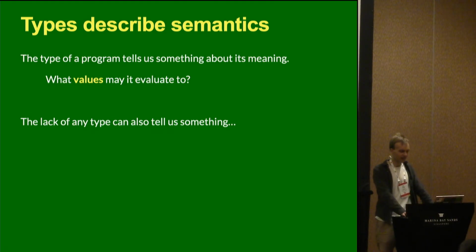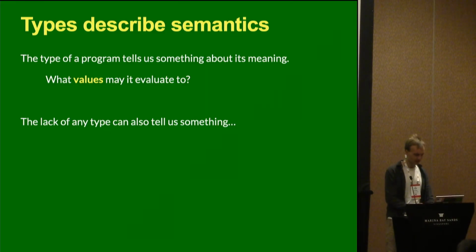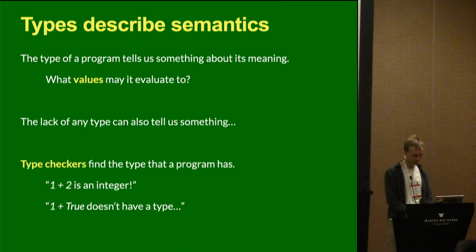Types describe the semantics of your program, right? So the type of your program is going to tell you something about what kind of values it's allowed to evaluate to. And the lack of a type can also tell us something, like maybe it's going to fail to evaluate, or maybe we just don't know if it's going to evaluate or not. Type checkers are programs which can tell us such a type if it exists.